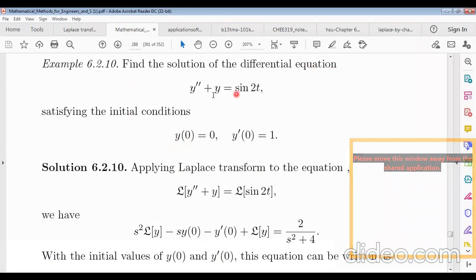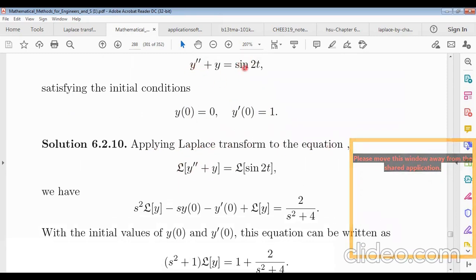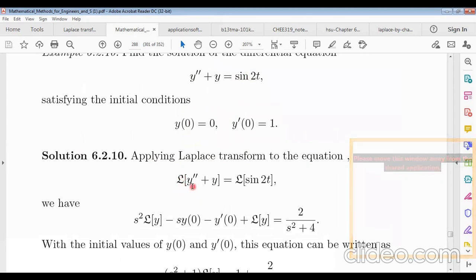Find the solution of the differential equation: the second derivative of y of t plus y equals sine 2t, satisfying the initial conditions y equals 0 at t equals 0, and the first derivative of y equals 1 at t equals 0. Remember it. Now we apply the Laplace transform to this equation, taking the Laplace transform on both sides: the Laplace transformation of y double prime plus y equals the Laplace transformation of sine 2t.